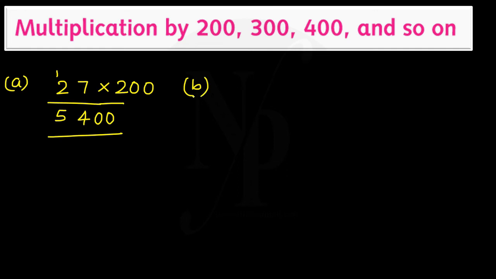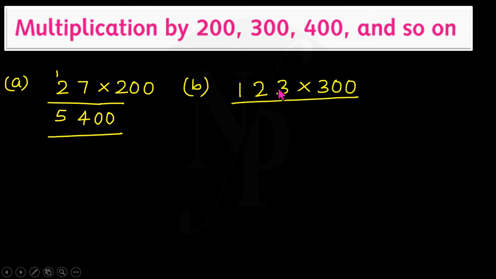Now let's take another number and multiply it by 300. So if we wish to multiply 123 by 300, what we do now is we multiply 123 by 3, and after finding the product of these numbers we write down these 2 zeros to the right of the answer we obtain.